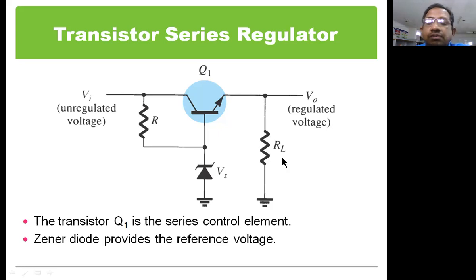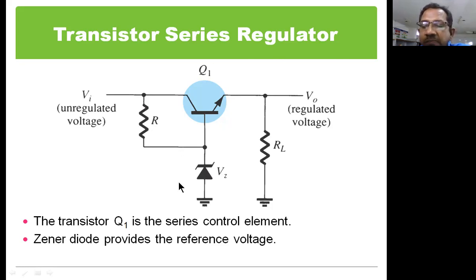The first important element in the entire regulator is the control element. Transistor Q1 can be called the control element, and R can be called the sampling network.